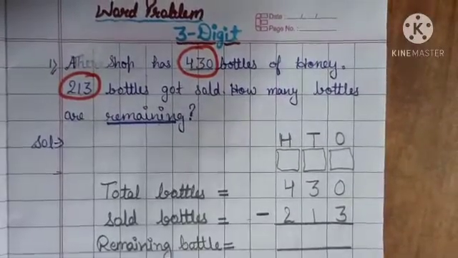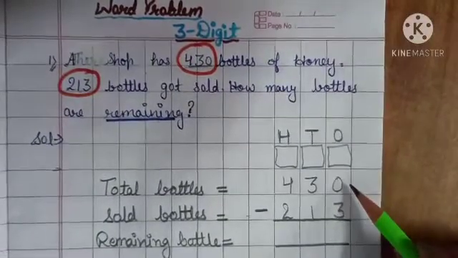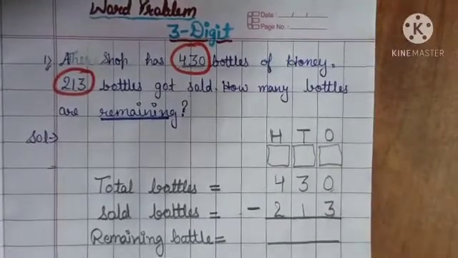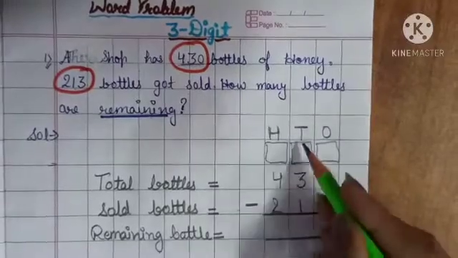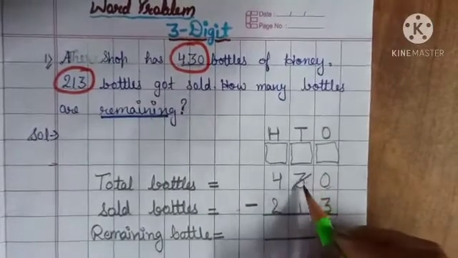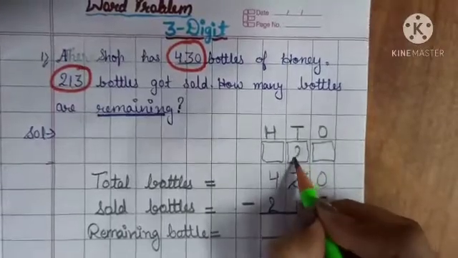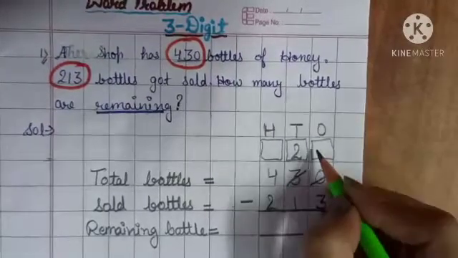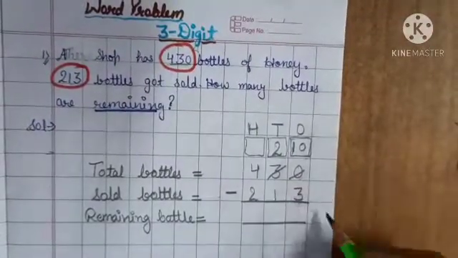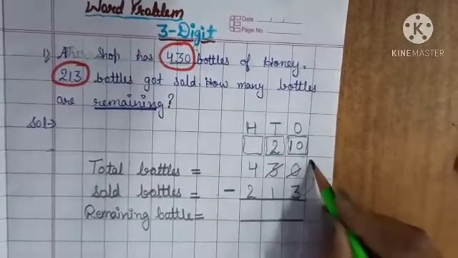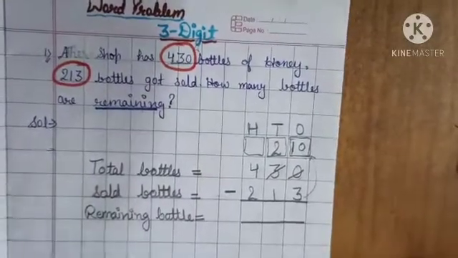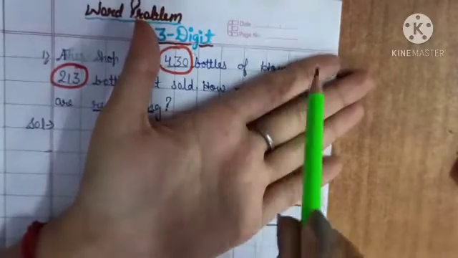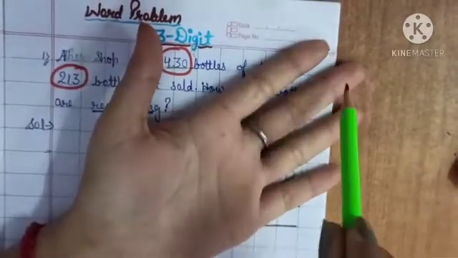Let's start. So at ones place, here we have 0, which is less than 3. That means we need to borrow a number from the tens place. So here at tens place we are left with 2 tens, and here at ones place we have 10 ones. Now we have to count after 3 till 10. So count with me. What comes after 3? 4, 5, 6, 7, 8, 9, 10.